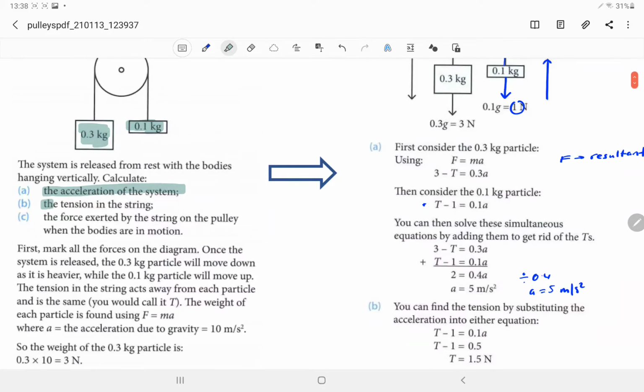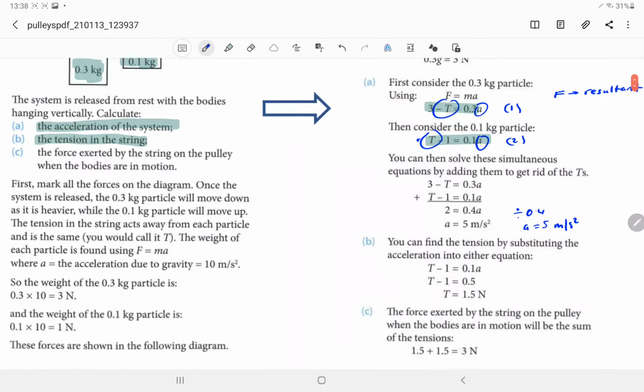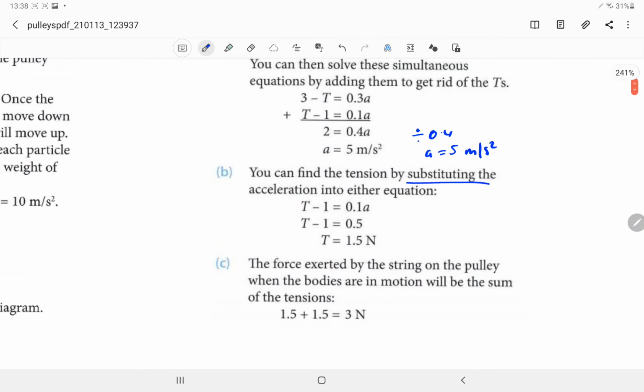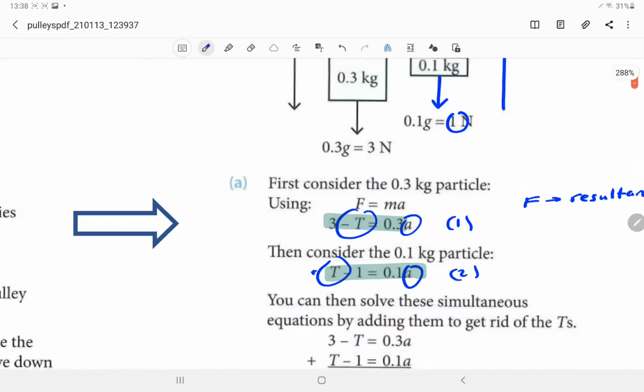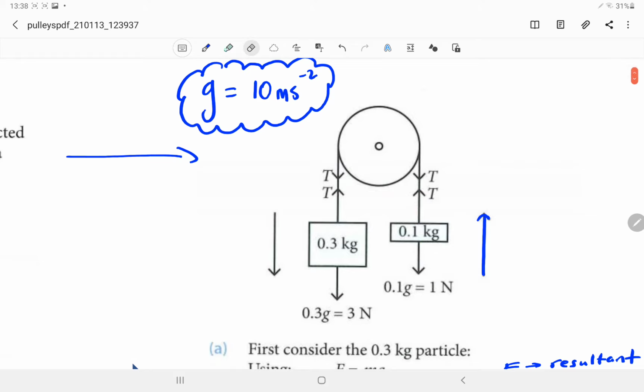Now what we're looking for is the tension in the string, and this is where we use these 2 equations, 1 and 2. We know the acceleration now, so we can sub it into either 1 or 2 to work out the tension. And that's what they're doing here. You can find the tension by substituting the acceleration, which is 5 meters per second squared, into either equation. So we can sub it in and then get our value of T. Now that T is here and here. They're both the same.